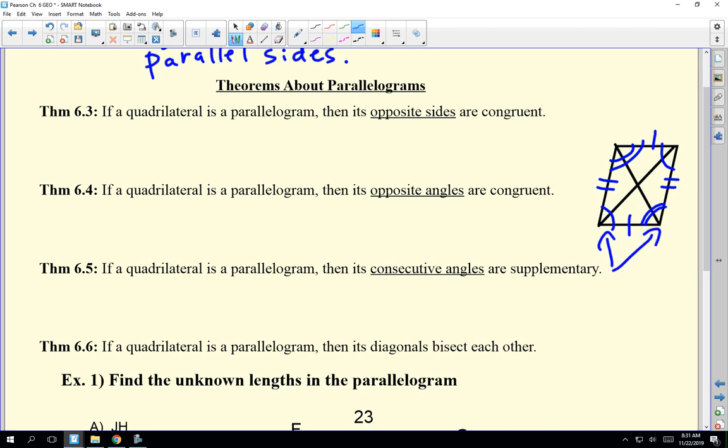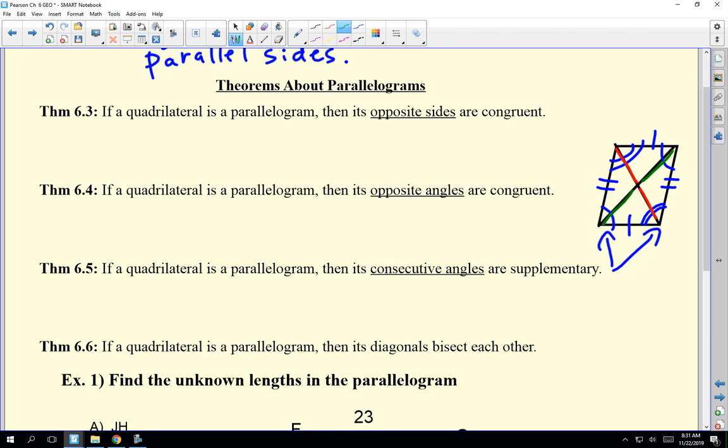And if a quadrilateral is a parallelogram, then the diagonals bisect each other. So these diagonals inside bisect each other, meaning it splits them, I'll highlight them here. These two pieces are congruent here and here, and then these two pieces are congruent here and here. So those are theorems that can be proven about parallelograms. But the definition is just that it's a quadrilateral with two pairs of parallel sides. That's the definition, and these are all true theorems about parallelograms.